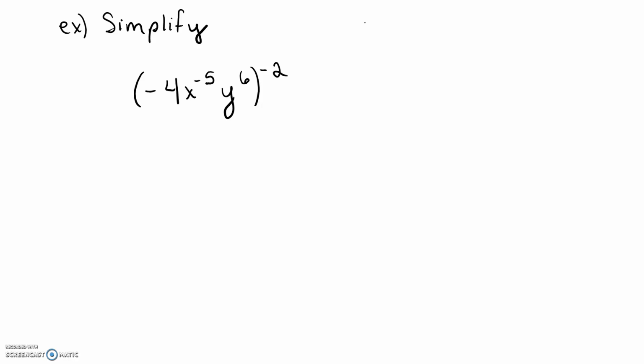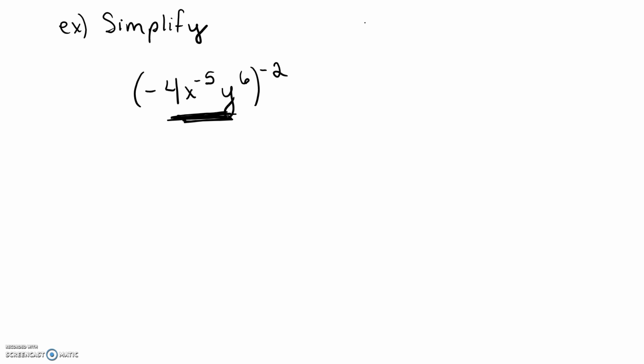Okay, here we're going to simplify negative 4, x to the negative 5th, y to the 6th, all raised to the negative 2 power. So inside parentheses, we do have a product. Everything is being multiplied together: negative 4 times x to the negative 5th times y to the 6th.